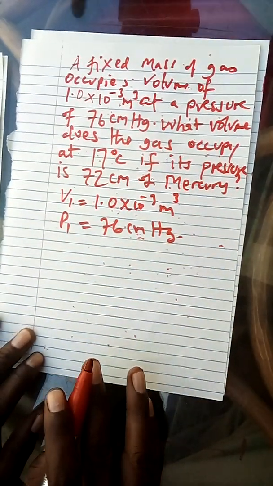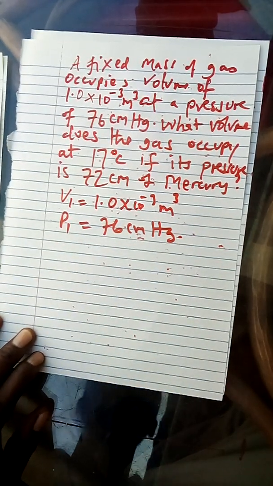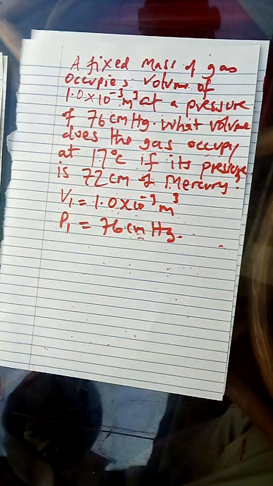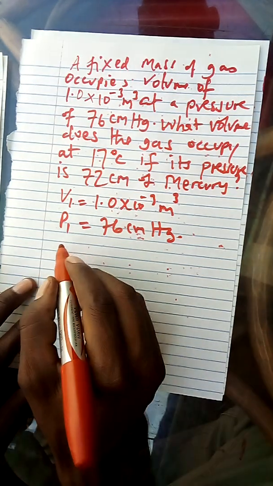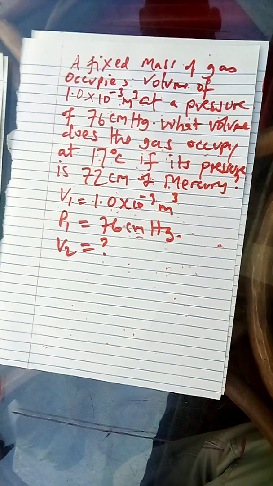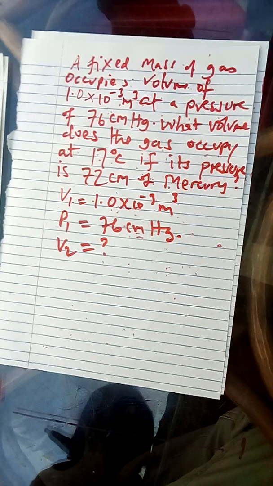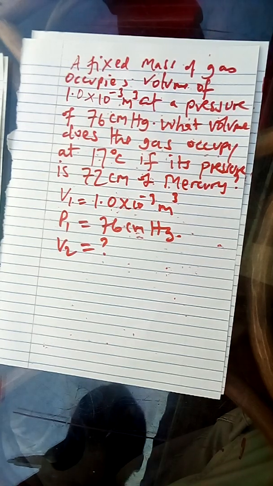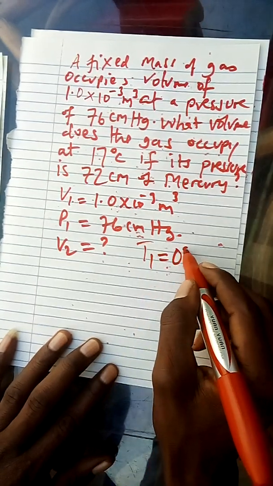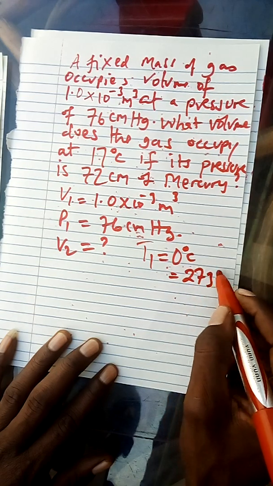Now, from here, we have V1 and P1, and we are missing V2. What is V2 equal to? But we are also talking about the temperature. Before, the temperature was 0. Do you understand? Before, the temperature was 0. That is to say, T1 is equal to 0 degrees Celsius, which we add to 273, giving Kelvin.